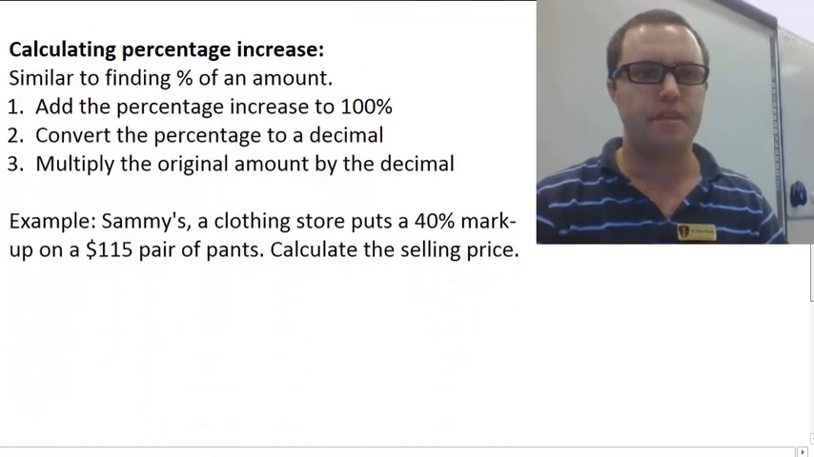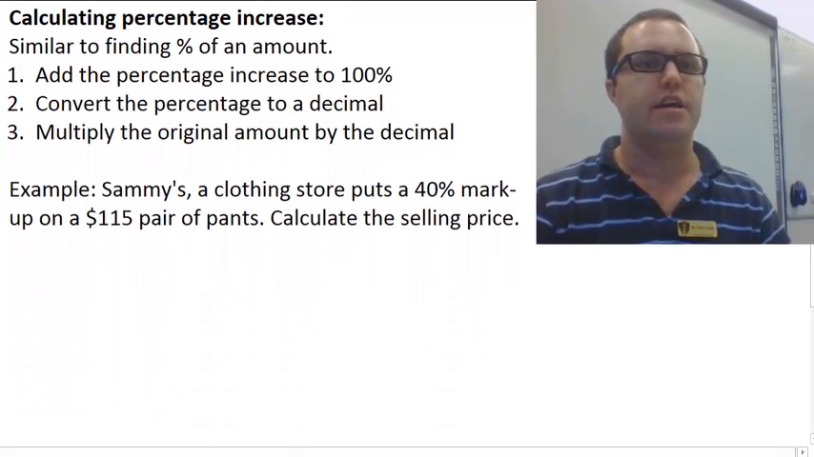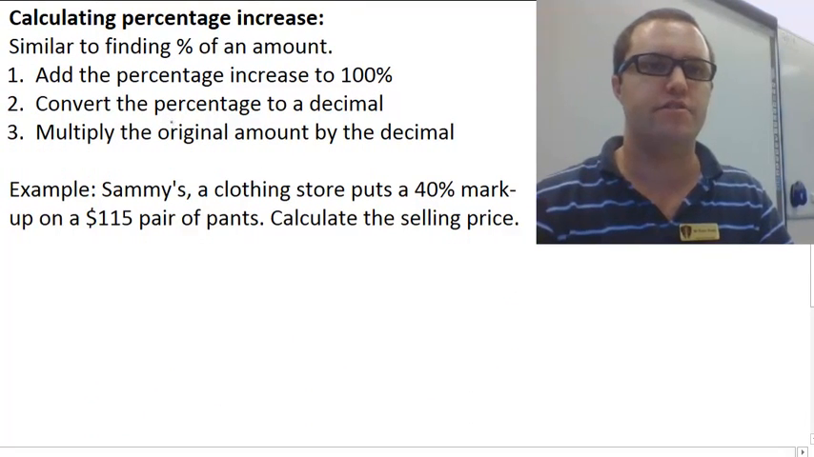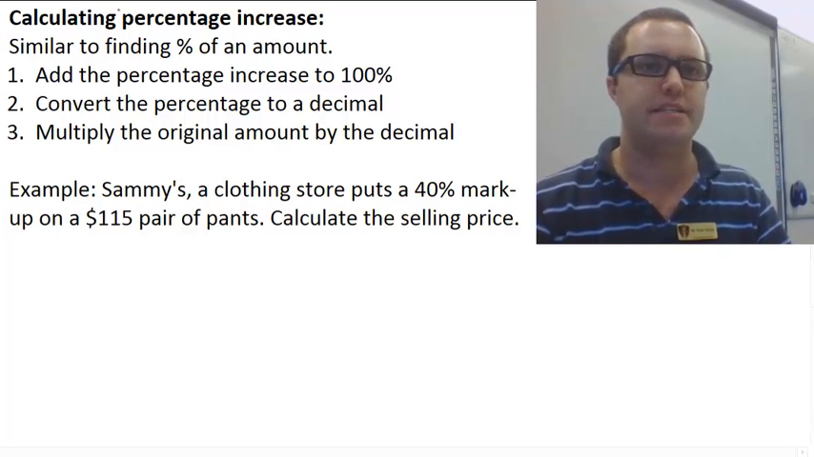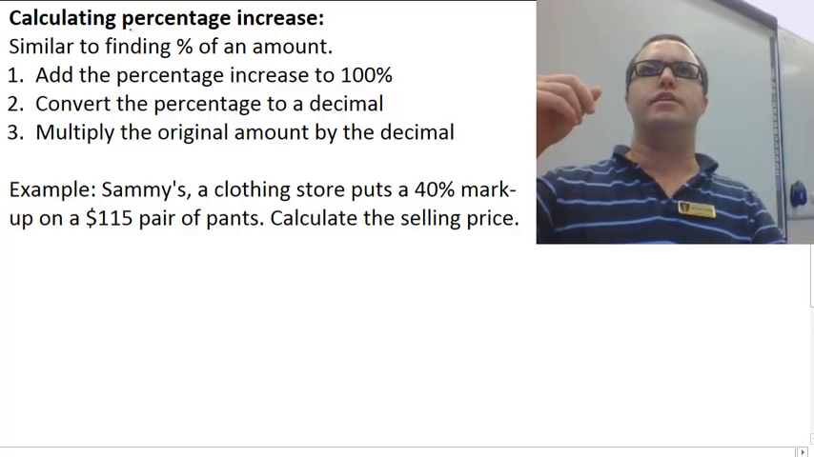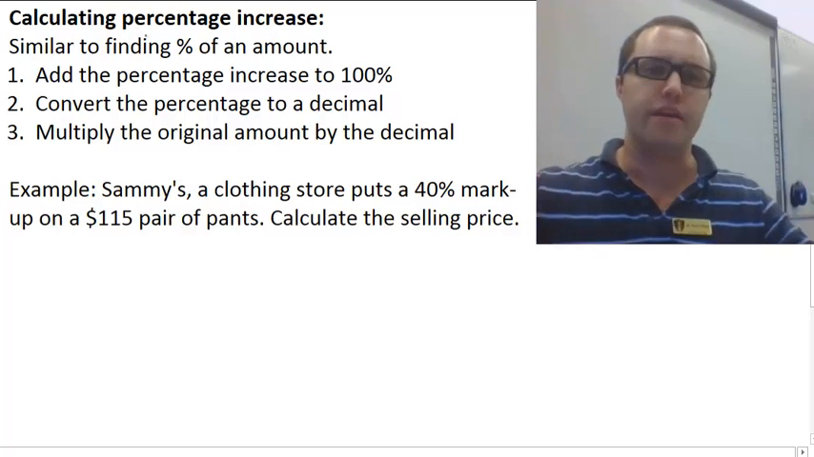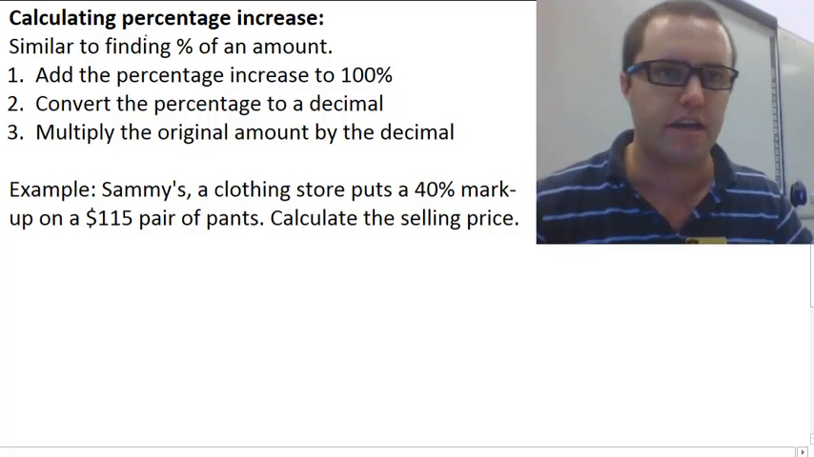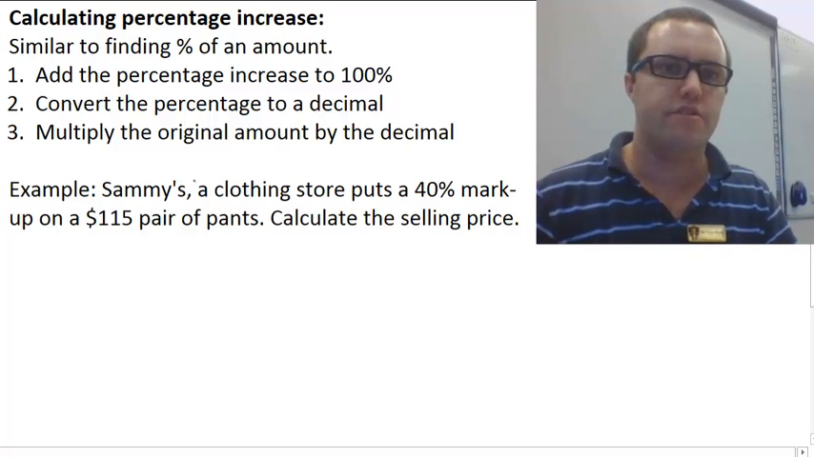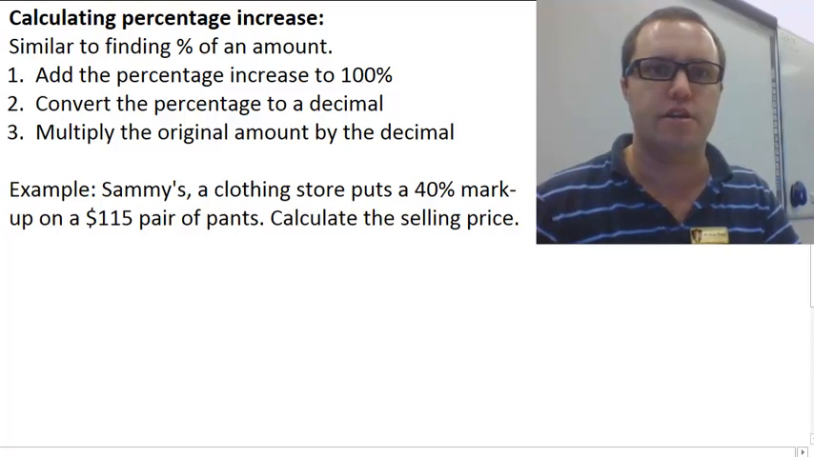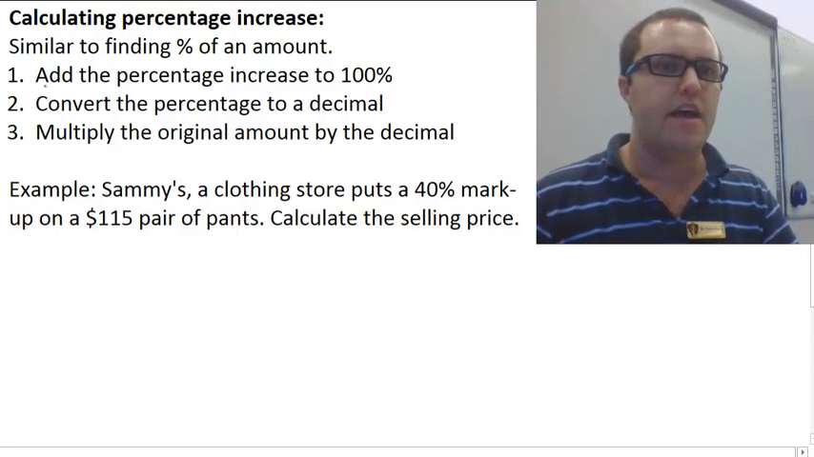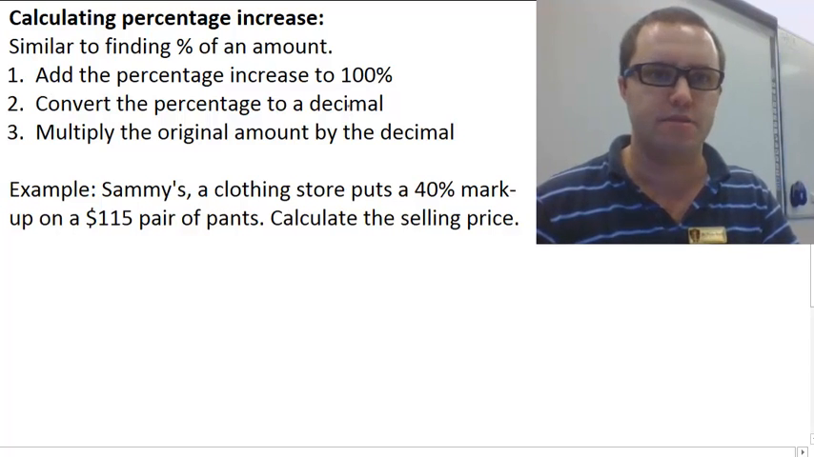Right, calculating percentage increase. Quite easy. This is very similar to finding a percentage of an amount, especially since I've just shown you that you are just finding a percentage that is bigger than 100 because it is increased. So firstly you need to add the percentage increased amount to 100%, then convert the percentage to a decimal, and then multiply the original amount by that decimal.